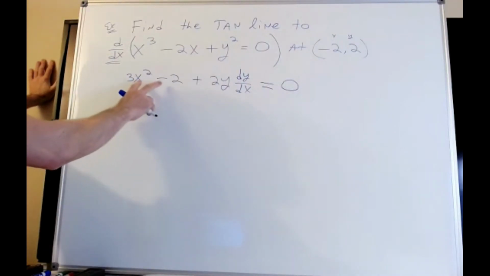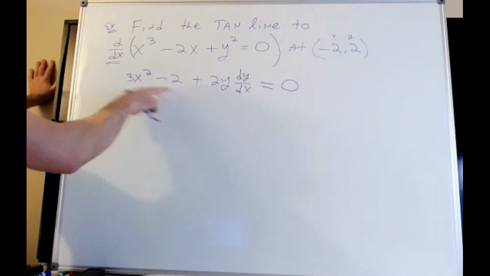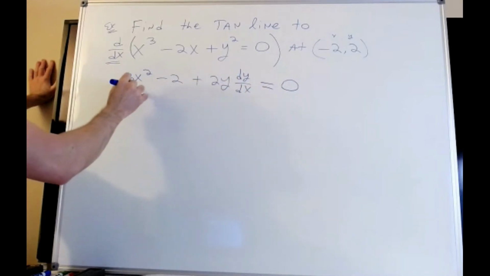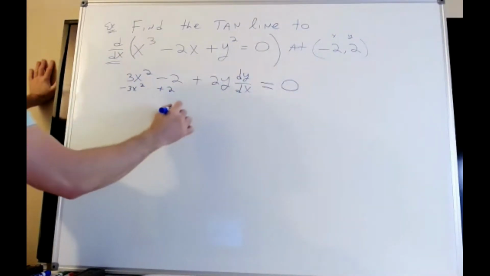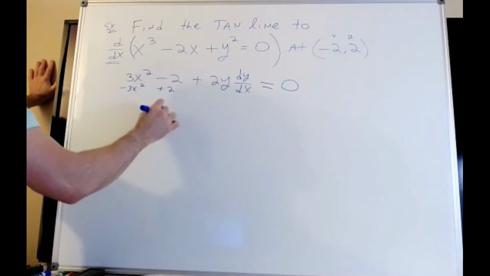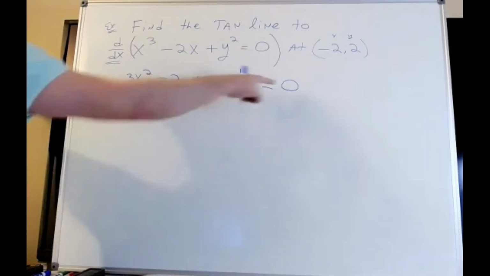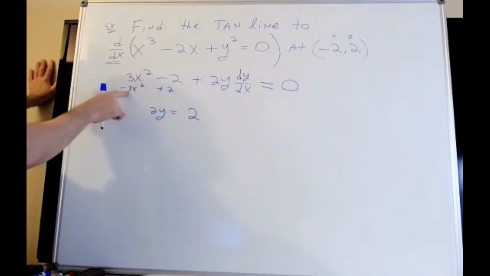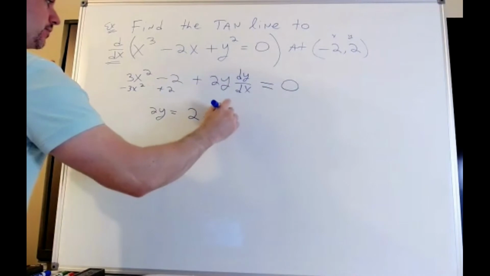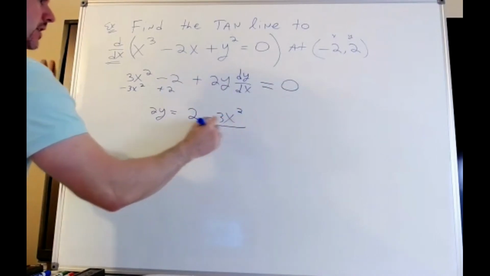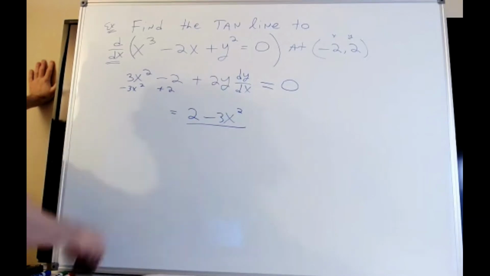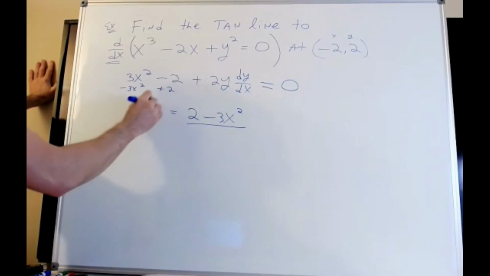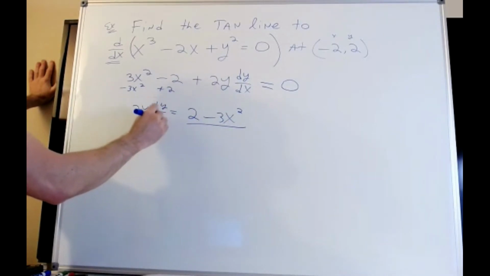Now I have to take everything that does not have a dy/dx and put it to the other side. So I have to subtract that and I have to add that. I may as well write the positive one first. So I have 2y dy/dx equals, add the 2 to that side, subtract the 3x squared to that side. And I totally forgot my dy/dx. Let that be a lesson.